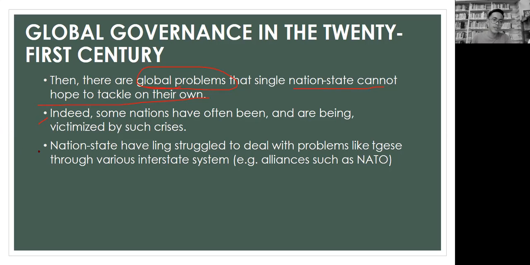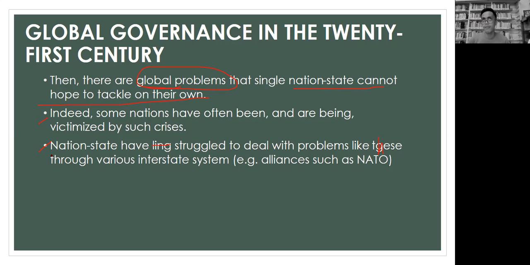Next, nation states have struggled to deal with problems like this through various interstate systems. For example, alliances such as NATO, the North Atlantic Treaty Organization. So again, nation states have struggled to deal with problems like this through various interstate systems.